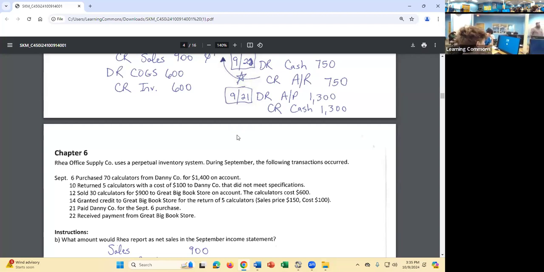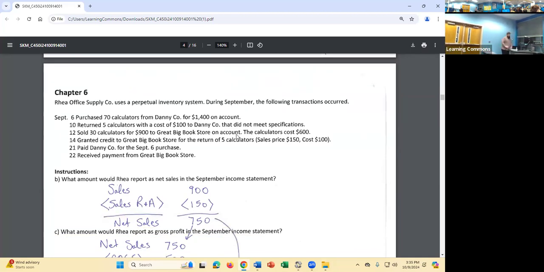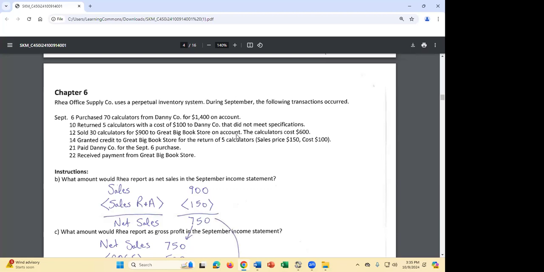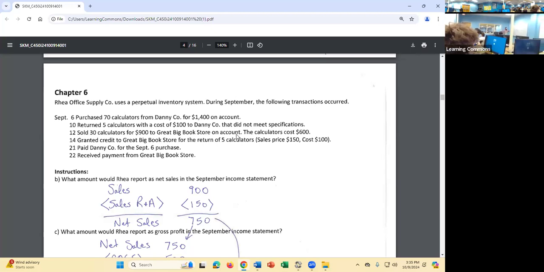In letter C, it is asking for gross profit. So for our gross profit, we start with net sales. Now, what do we do to net sales to get gross profit? Not the expenses. Cost of goods sold. How much were our cost of goods sold? So we had 600 here as a debit, but then we credited cost of goods sold on September 14th. So if we take those two balances and subtract, because we have a debit and a credit, how much are we left with? $500 in cost of goods sold. So then our gross profit is $250.